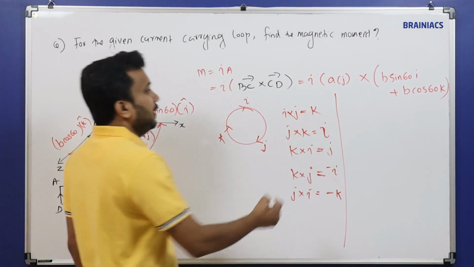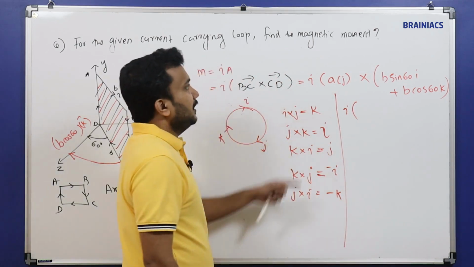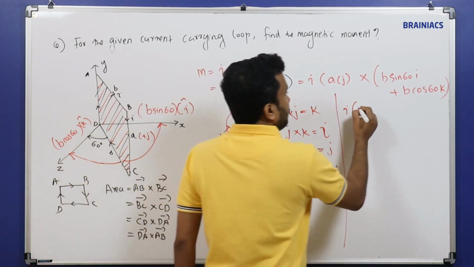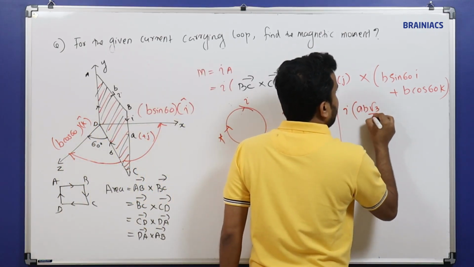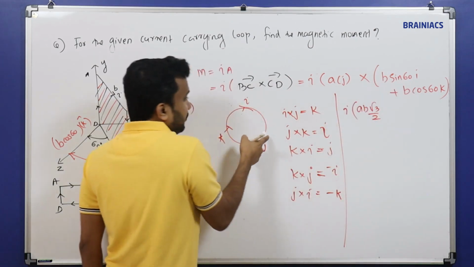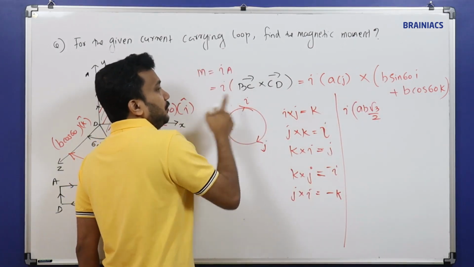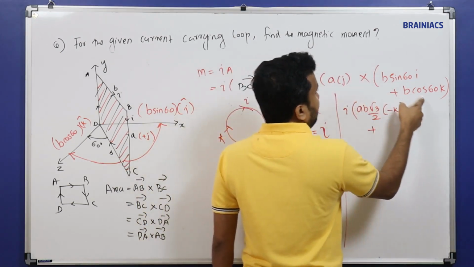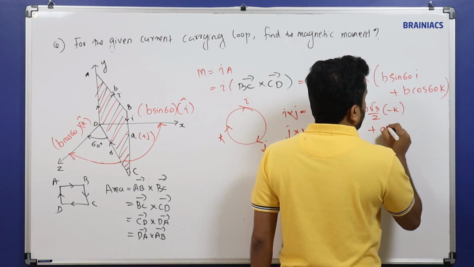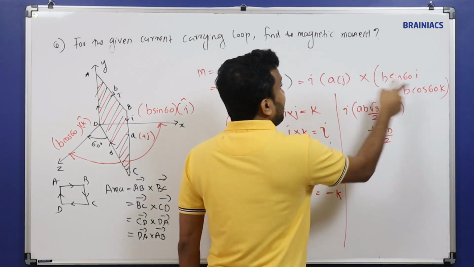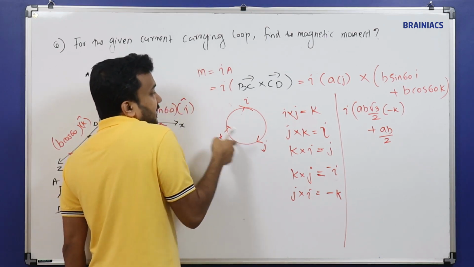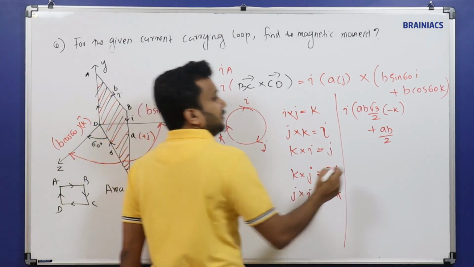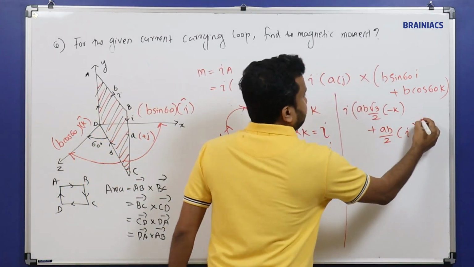So I into A B sine 60. What is sine 60? Root 3 by 2. So AB into root 3 by 2, j cross i, opposite direction, so minus k, plus AB cos 60. Cos 60 means 1 by 2, j cross k. See, j cross k is in the same direction, so the third one, i, is positive. So i itself.